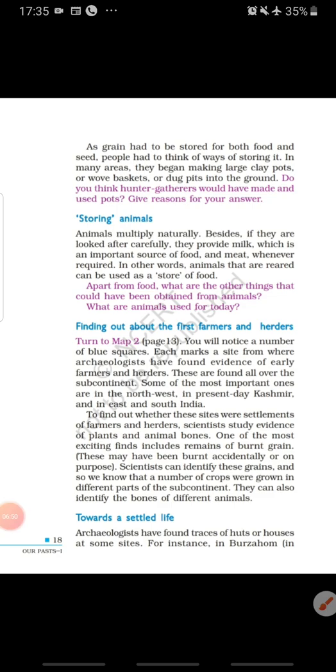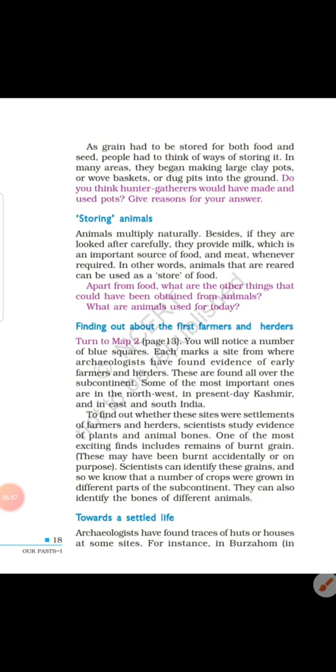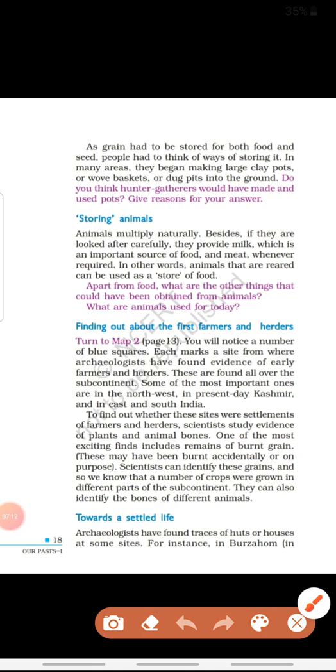As grains had to be stored for both food and seed, people had to think of ways of storing it. In many areas, they began making large clay pots or wove baskets or dug pits into the ground. So now when they were growing these grains, children, they wanted to store it. So where they were storing, they were making clay pots or baskets, or they were digging under the ground and making a pit-like place where they could store their grains.